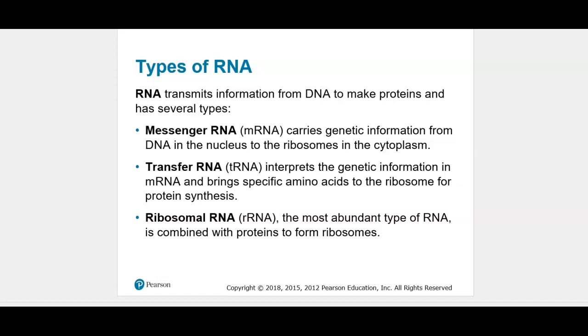It recognizes a specific site, a specific codon on the messenger RNA, and the amino acid that corresponds to that codon is going to be attached to the transfer RNA, and it's going to bring it to the ribosome for the synthesis. Okay. Then there's ribosomal RNA, which is the most abundant type. It's combined with proteins to form ribosomes.